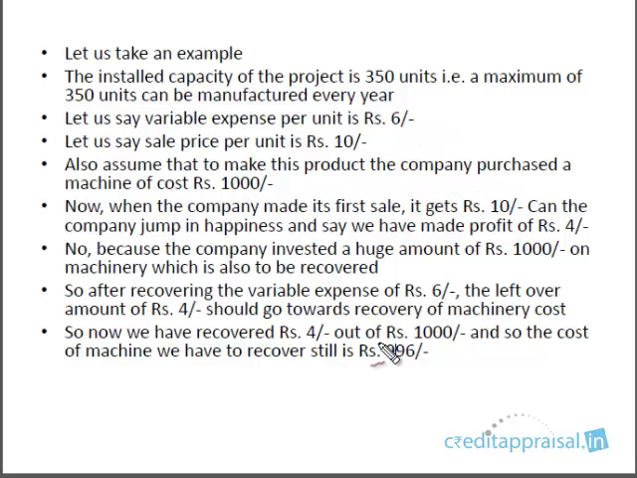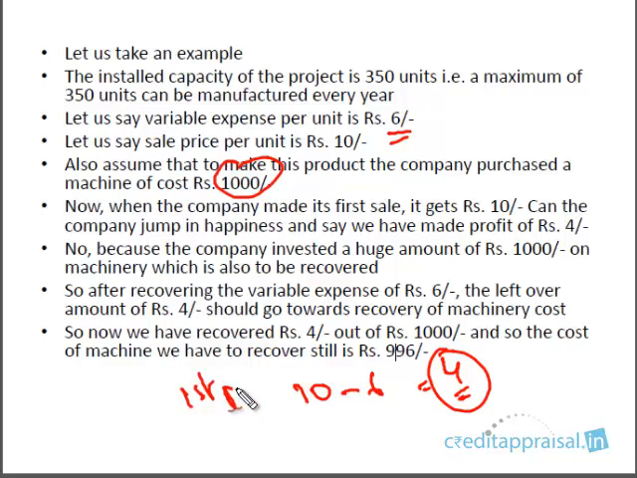Okay, so what happens is, when you sell a product for 10 rupees, first of all you recover the variable cost. So 6 is the variable expense. So straight away you will recover this. This might seem like a profit, this 4 rupees, but it's not a profit because you have to recover this 1000 machine cost. So when you sell the first product, you are going to recover 4 rupees out of this 1000 fixed. This is the fixed component. Okay, so you're going to recover the 4 rupees out of the 1000 fixed expense.